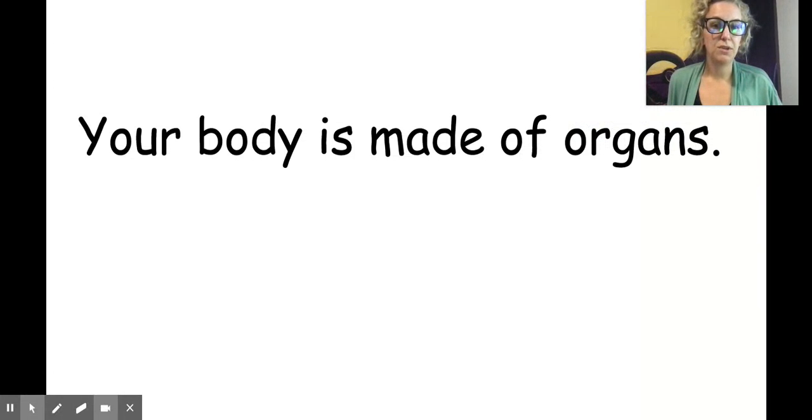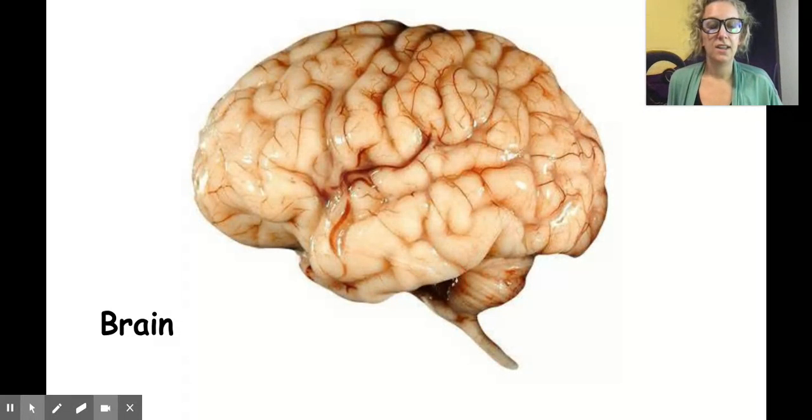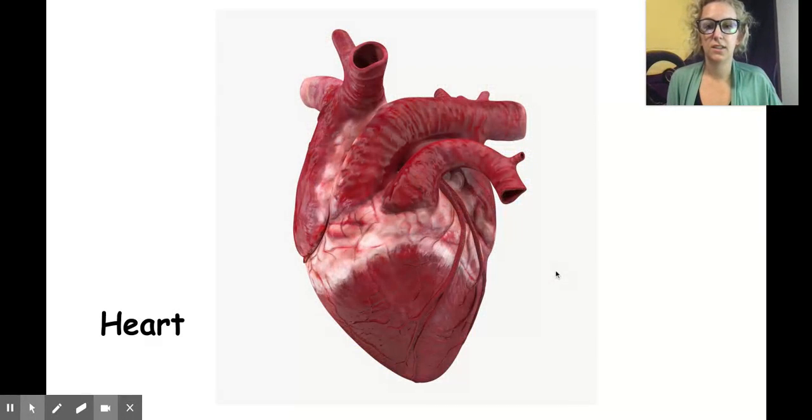So to start off with, your body is made of organs. This is what your brain looks like. So this would be nervous system tissue made of nervous cells or neurons. This is your heart. Obviously looks very different from the brain. Both are made of cells. The difference is that the brain is made of specialized cells that make up nervous system tissue, whereas the heart is made of specialized cells that makes up cardiac tissue. And so even though they are both made of cells, they look very different and they have very different functions.